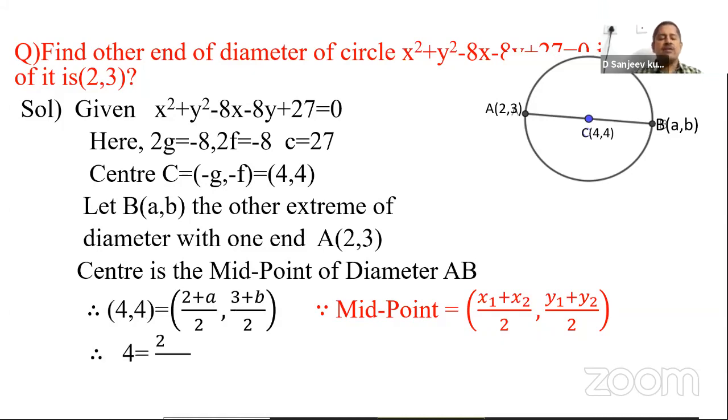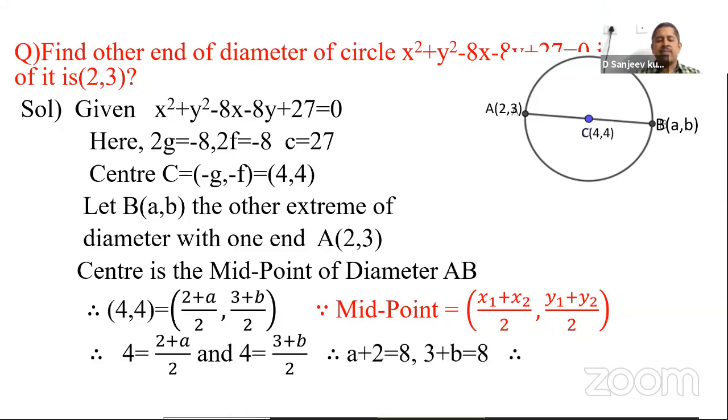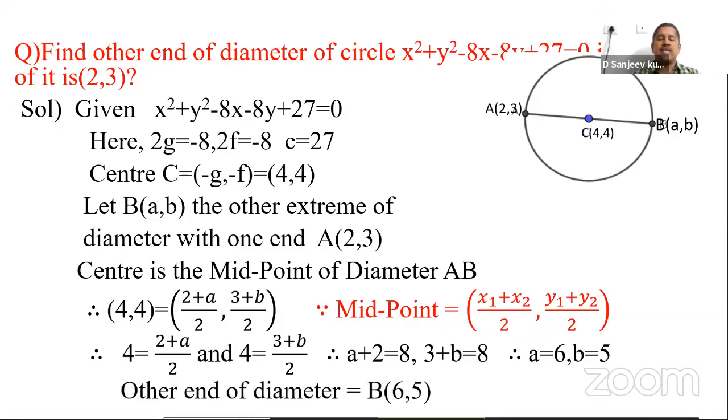So we can say 4 is equal to (2 plus A)/2. Likewise, 4 is equal to (3 plus B)/2. So you can cross multiply: A plus 2 is equal to 4 into 2, which is 8. 3 plus B is equal to 4 into 2, which is 8. Rearranging, A is 8 minus 2, which is 6, and B is 8 minus 3, which is 5. So A is 6 and B is 5. The other end of the diameter is (6, 5). So if you know one of the points, you can easily find the second point.